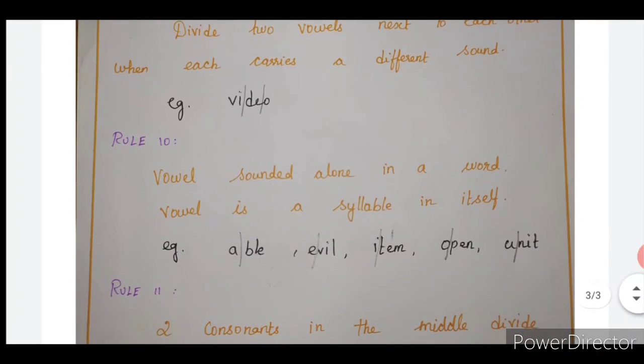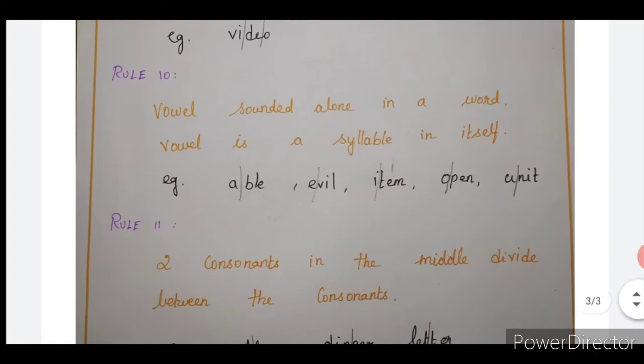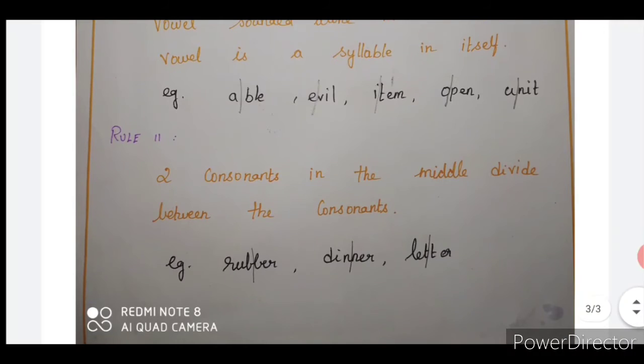Vowel sounded alone in a word. A vowel is a syllable in itself. So here the vowel is a syllable in itself. It will sound alone in a word. For example, able, evil, item, open, unit. So in rule 11, as I have told you, 2 consonants in the middle, divide between the consonants. It will get divided between the consonants. Example: rubber, dinner, letter.